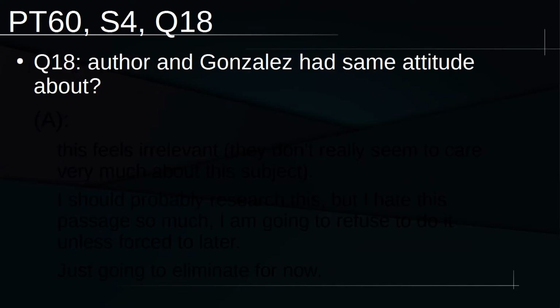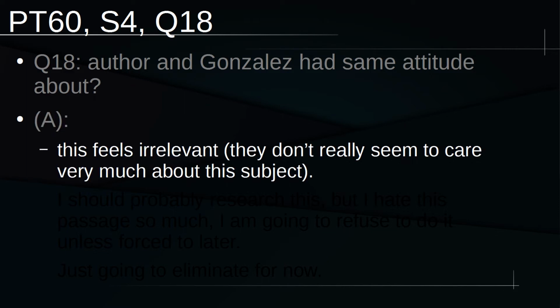So let's hit the first question that I think demonstrates the process a little bit. Question number 18. So this one is asking us about what the author and Gonzalez had the same attitude about. So starting right up with answer choice A. The influences that shaped Campos as a dramatic genre, did the author and Gonzalez have the same attitude about that?